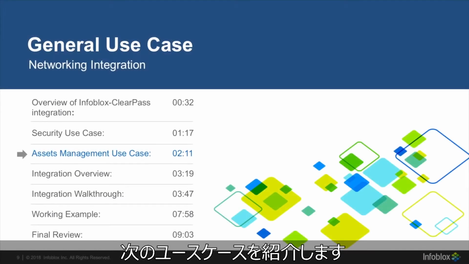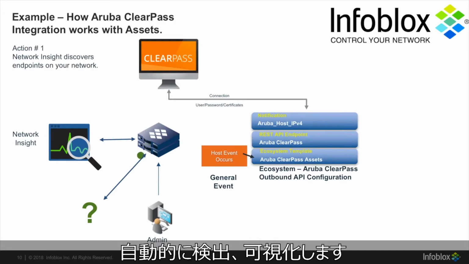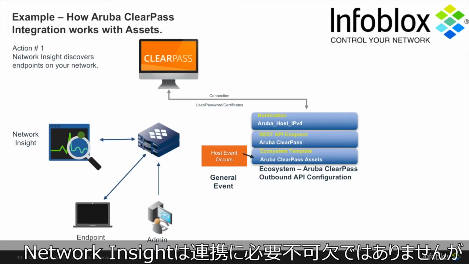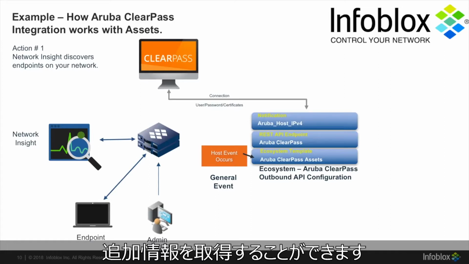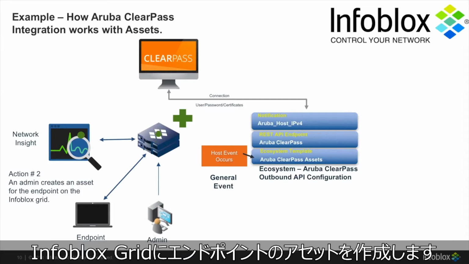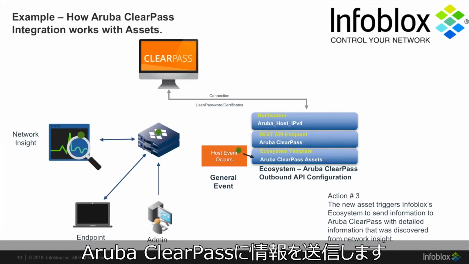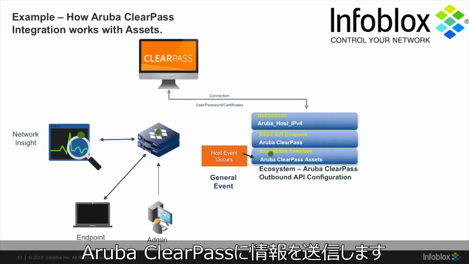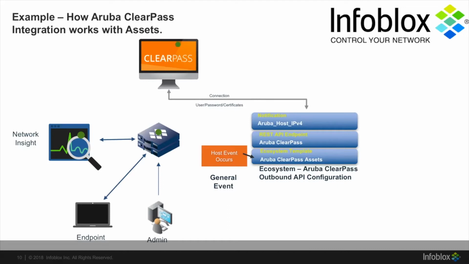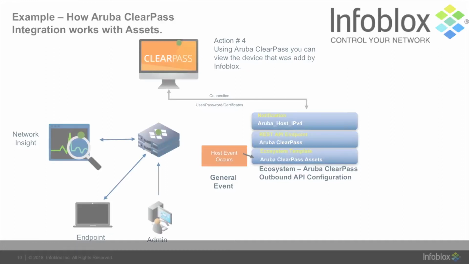Now let's look at the second use case. Here Infoblox Network Insight found information about an endpoint. Note, Network Insight is not necessary for the integration, but rather provides additional information. Next, an administrator decides to create an asset for the endpoint on the Infoblox grid. This causes the ecosystem templates to be triggered and send information to Aruba ClearPass with information about the endpoint. Also take note that the integration works with lease, fixed IP addresses, as well as host events.